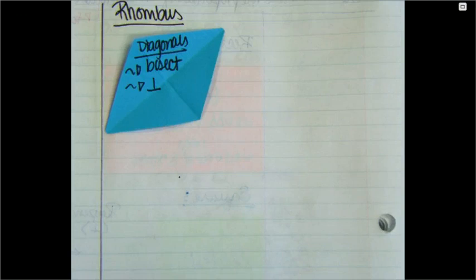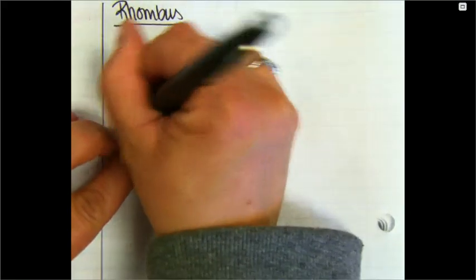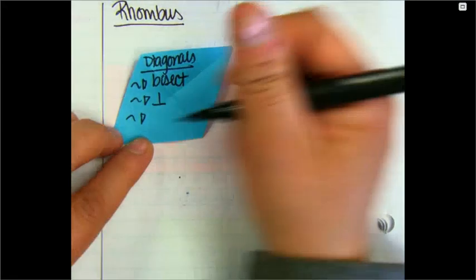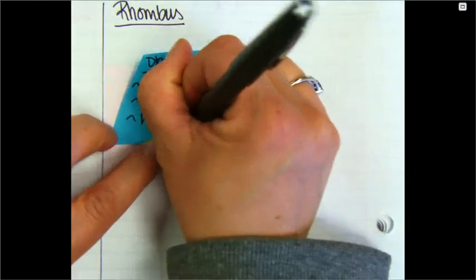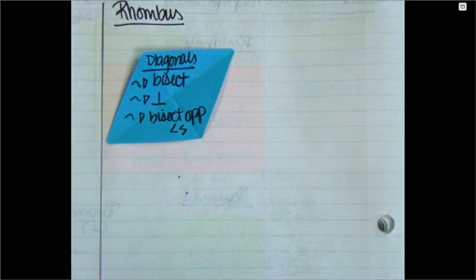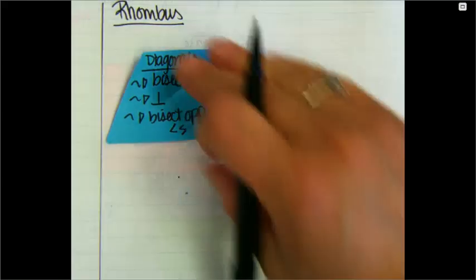They also bisect opposite angles. So just like the square did, the diagonals bisect the angles, it happens in the rhombus too. But that should make sense because it just looks like a tilted what? Tilted square. Flip it.